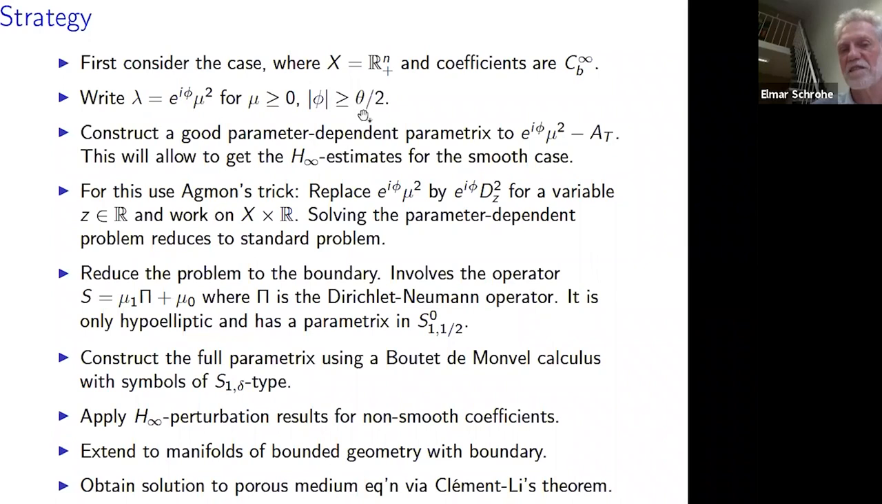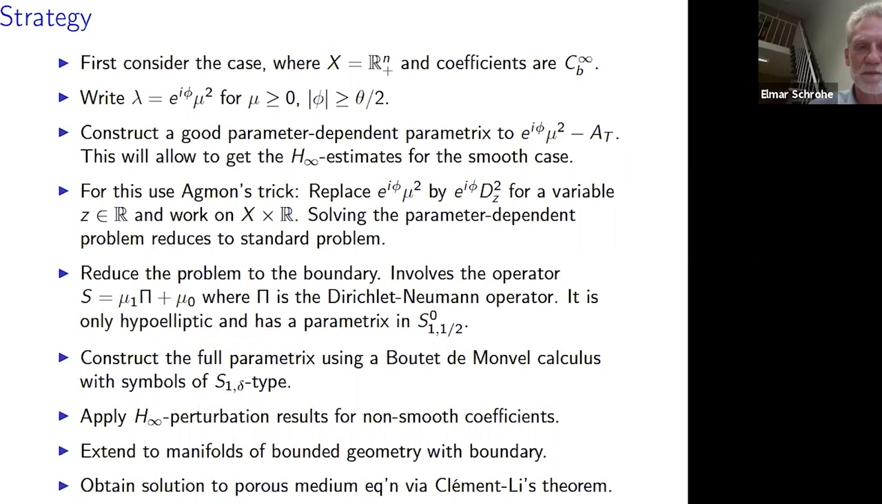And the idea of course is, okay, we want to do this functional calculus. The functional calculus involves the resolvent. We have to understand the resolvent. And so the idea is to construct a parameter-dependent parametrix to the resolvent, with lambda replaced by this term here, it's e to the i phi times mu squared. Okay. Then with this, we get the H infinity estimates in the smooth case.